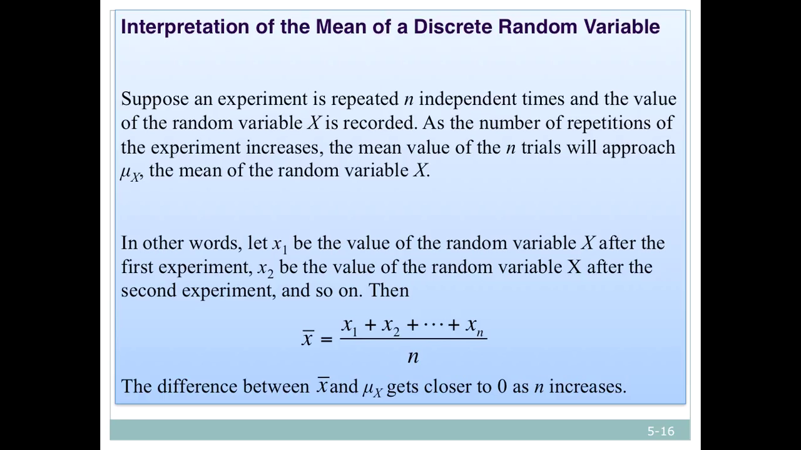So in other words, if x1 is the value of a random variable after the first experiment, and x2 is the value of the random variable after the second experiment, and so on, then x bar, which is our mean from our experiment, is found by taking all of our observations and dividing by the number of observations. The difference between our x bar and our mu of x, our mean of our random variable, gets closer and closer to 0 as n increases.